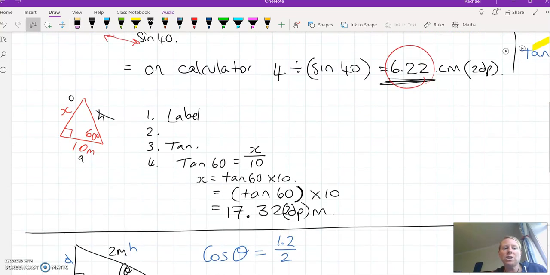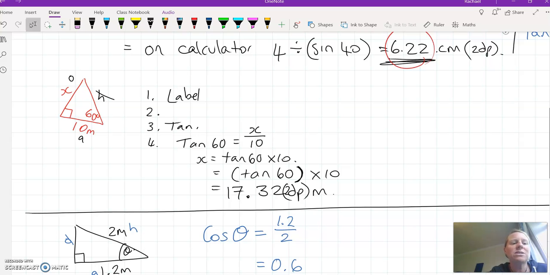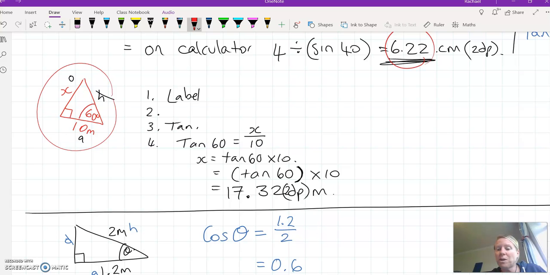Okay, let's have a quick look at another example. Let's say I've got a right-angled triangle. I am told that this angle here is 60 degrees. I want to know how long this length over there is, that x. So first step, you label your sides. The 10 meters is the adjacent side. Our x is the opposite side. And we've got our hypotenuse. Don't care about the hypotenuse, so cross it out. You've labelled them, and we're left with O and A.